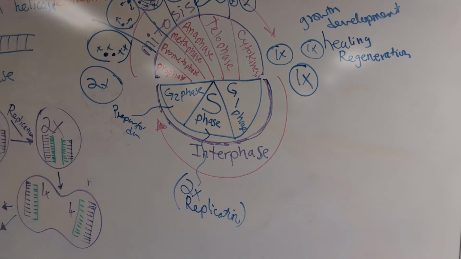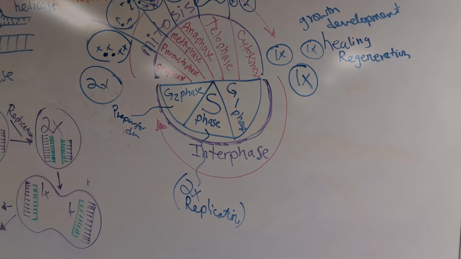Okay, now, where are we? We are here. Helicase. What does helicase do? That's the easiest one. Helicase is going to unwind the DNA. When we unwind the DNA, we have two strands.